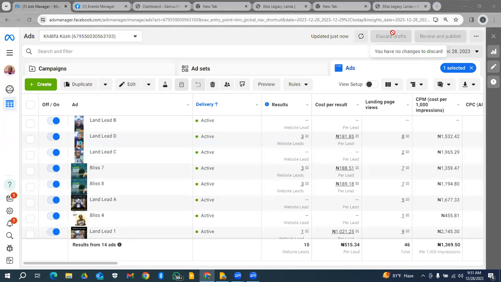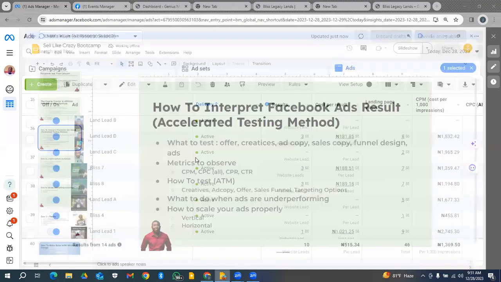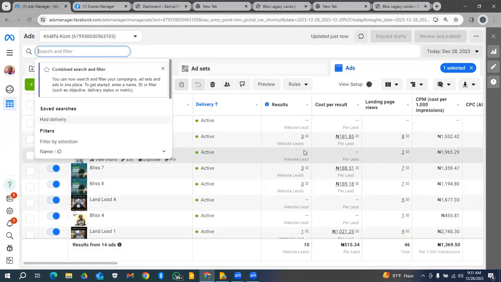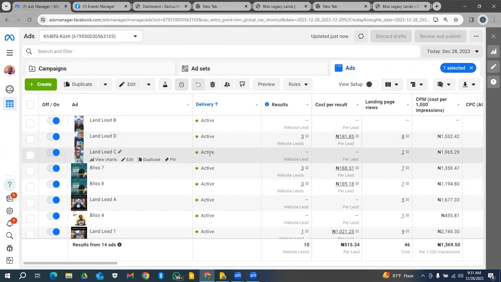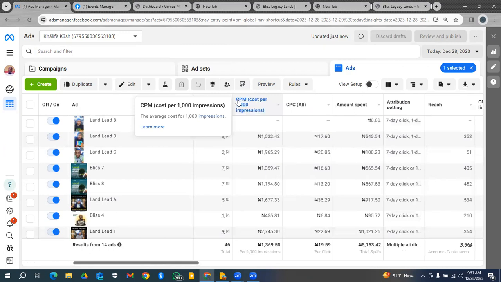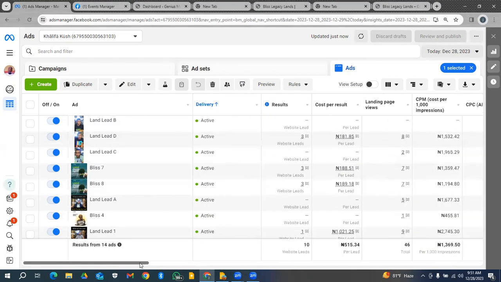All right. So now we want to look at what CPM, CPC, CPR, and CTR are. So let's see. First and foremost, we have the CPC, right? Sorry, the CPM. Now this is CPM, cost per 1,000 impressions. So you can see here, it's charging me around 1,500 naira to show my ad to 1,000 people. So I'm typically spending 1 naira 50 kobo for each person that sees my ad.